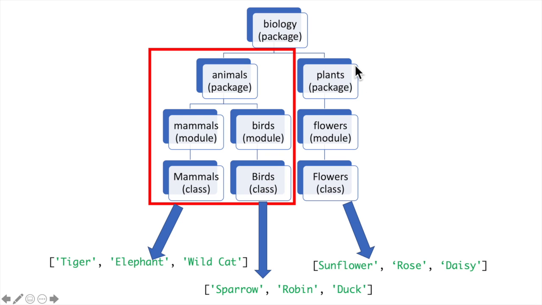The plants package is going to include a flower module with a Flower class. There are 3 members being added to the Flower class. So this is basically what we're going to do for this particular video series.